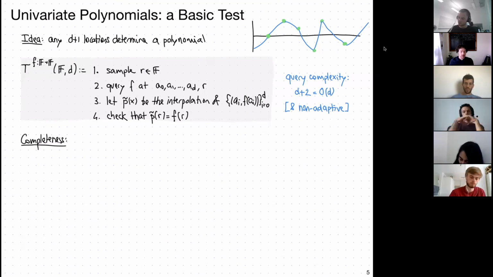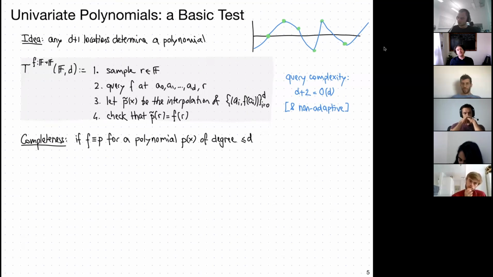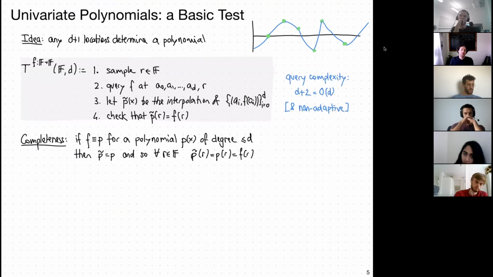Okay, so let's see what will happen with completeness. If the function is a polynomial, then definitionally all points will agree. So I can check it on any point and I'm happy. Because all of the points will agree, and notice that I will use this notation throughout, that this tilde above is the interpolating polynomial. So if the interpolating polynomial is exactly the same as P, then they agree everywhere and everything works trivially.